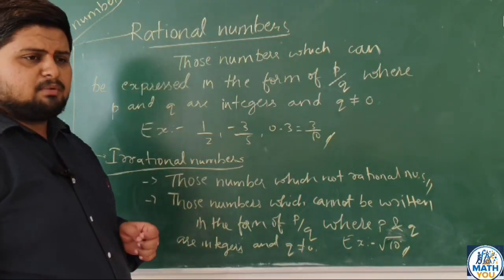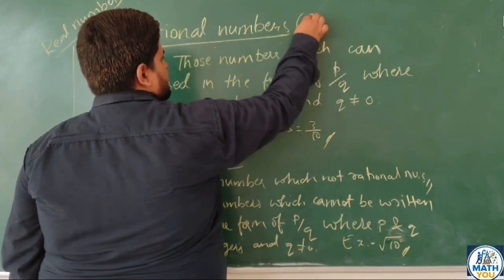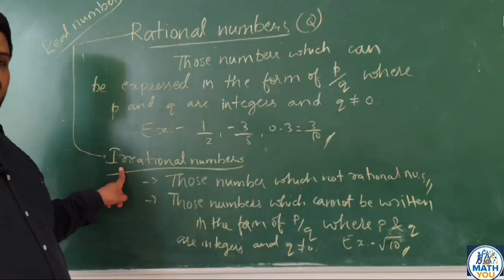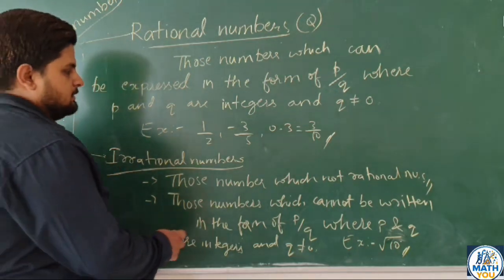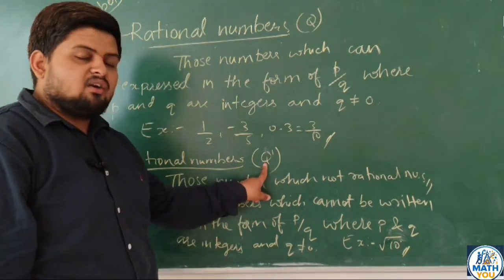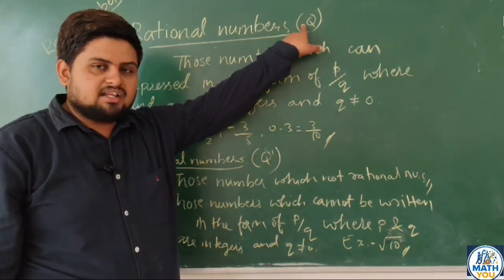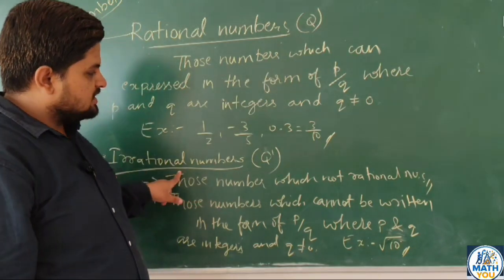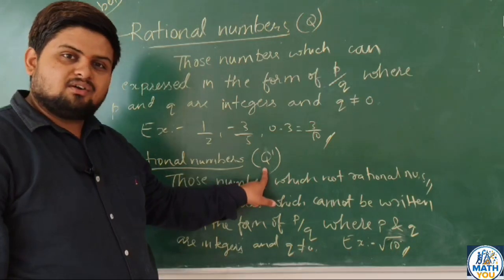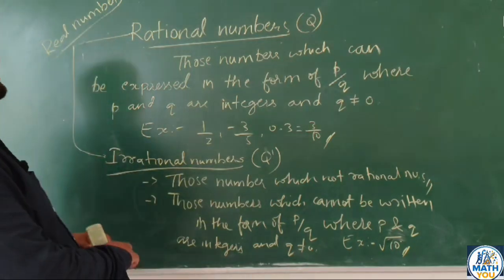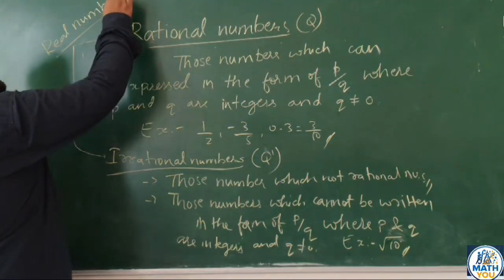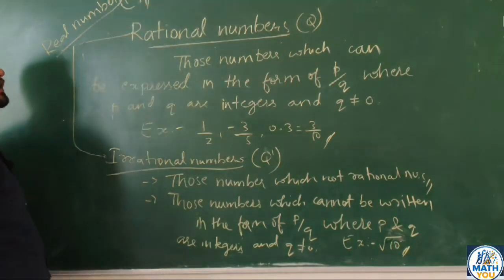So, to denote them by symbols, we denote rational numbers by the symbol Q. Since we defined irrational numbers as the numbers which are not rational, we denote them by the symbol Q dash. Q dash simply means which do not belong to Q. Whereas real numbers, which are the combination of rational and irrational numbers, are denoted by the symbol capital letter R.